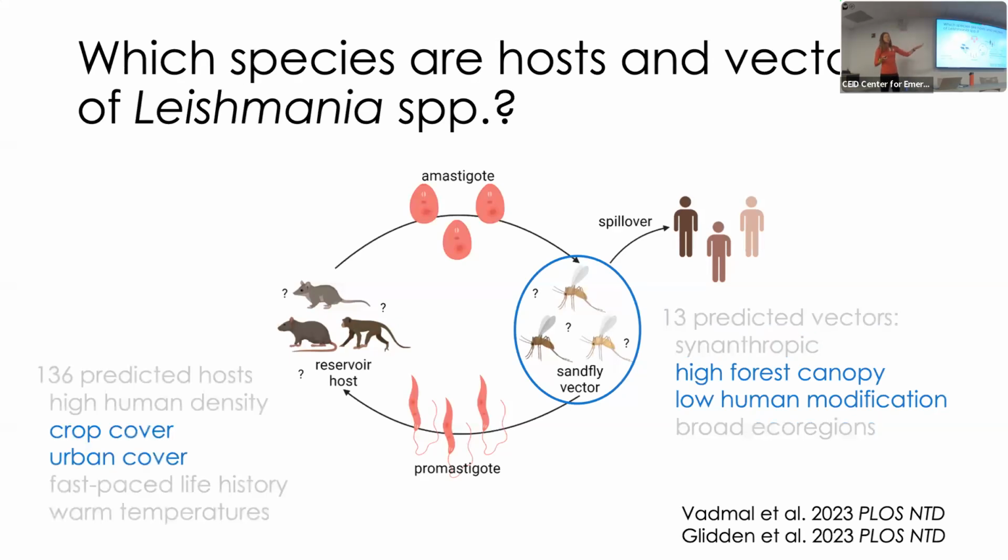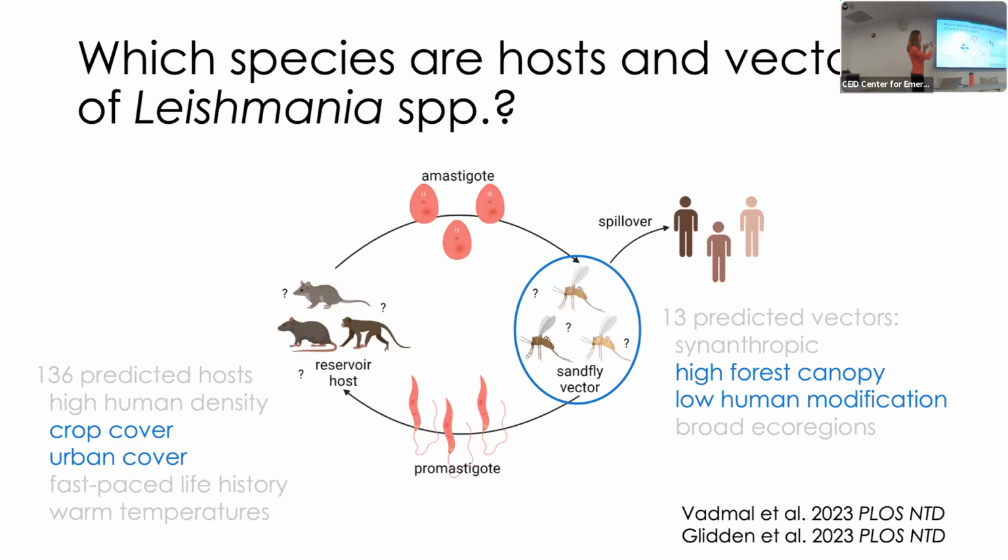So if we look at the land use predictors, we can see that for both the reservoir hosts and the vectors, there are key land use variables that might explain their association with human footprint. So for the reservoir hosts, they tend to be associated with crop cover and urban cover, whereas for the vectors, they tend to be associated with high forest canopy and low human modification.